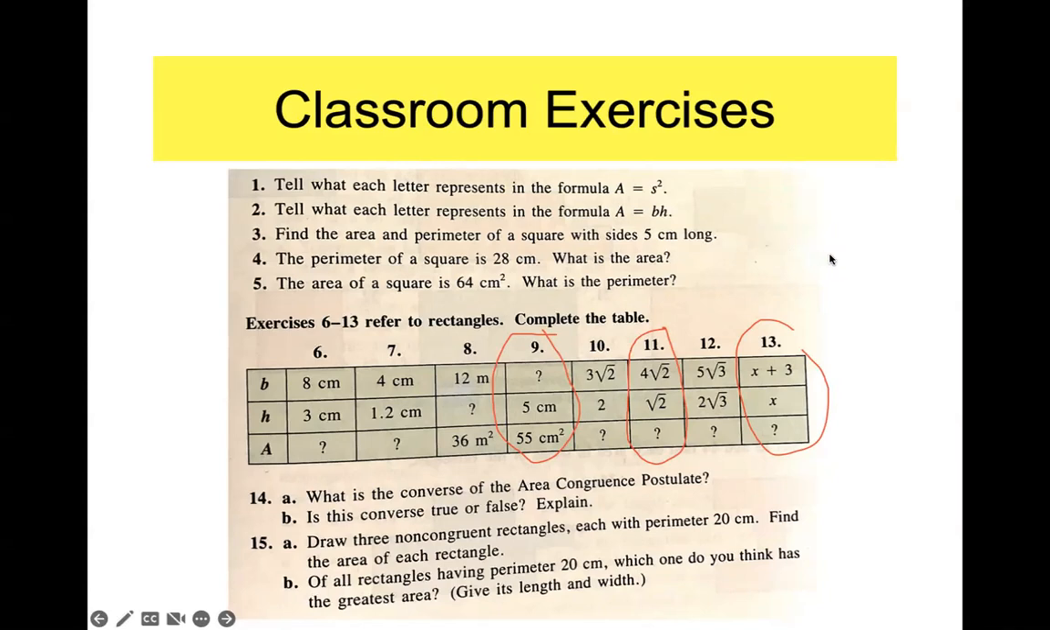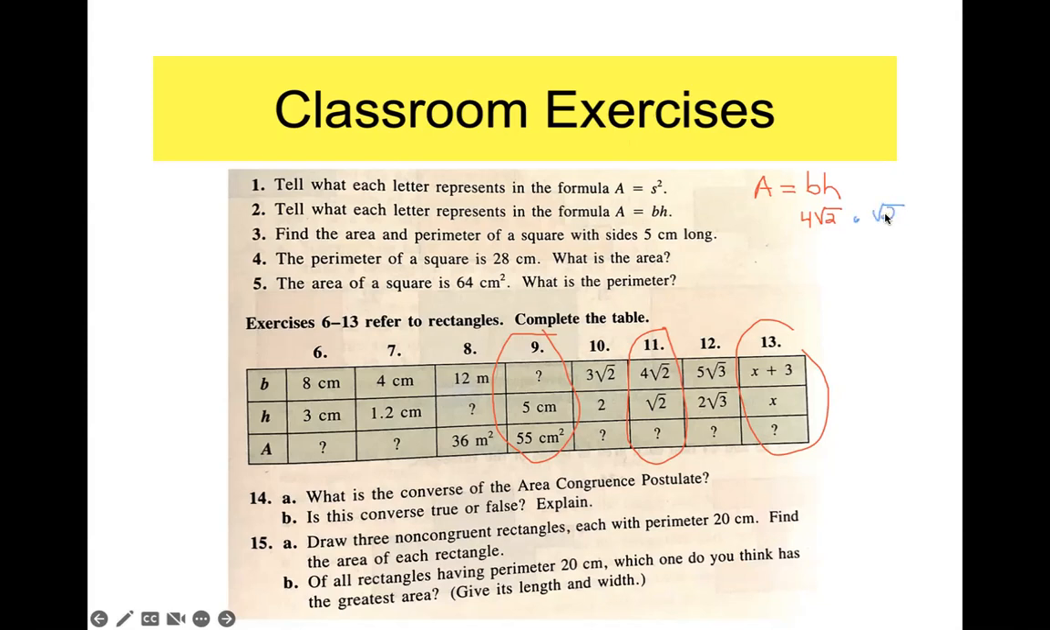How about number 11? Weird numbers, right? But it's okay. Area is equal to base times height. This time we don't have the area, but we do have the base and the height. There's square roots. It's okay. The base is 4 root 2, times the height here, and the height is root 2.